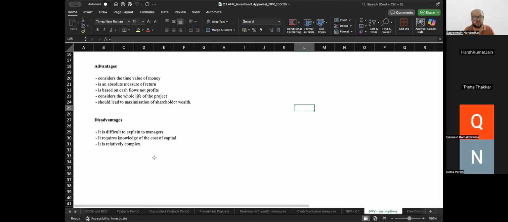It is difficult to explain certain calculations to managers because the concept of time value of money itself is something which is super difficult to explain. Then of course it requires knowledge of cost of capital, because the rate that you are going to use for discounting, that rate is the cost of capital, and if you don't know how cost of capital is calculated, then naturally these calculations will become quite alien.